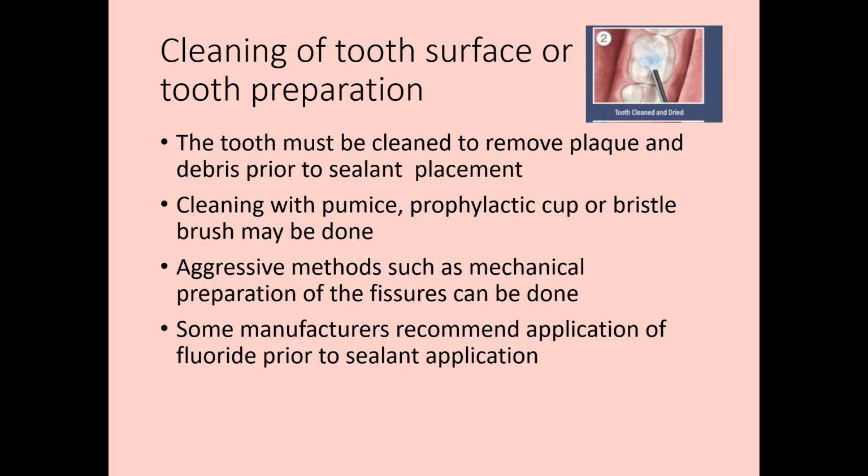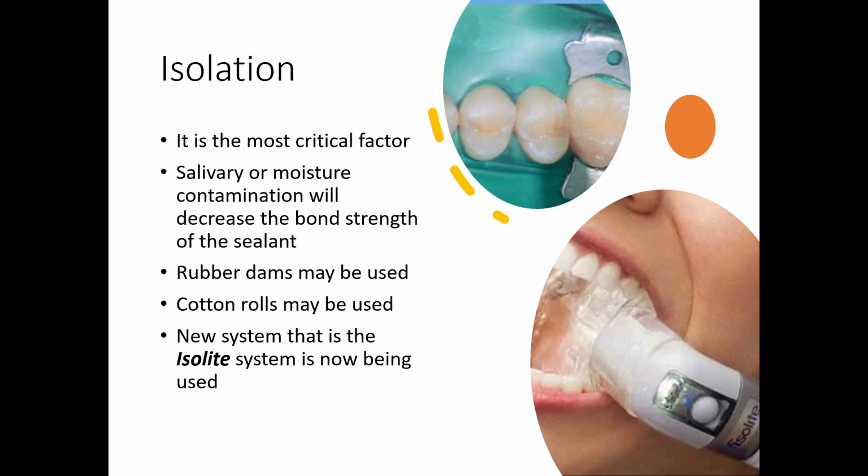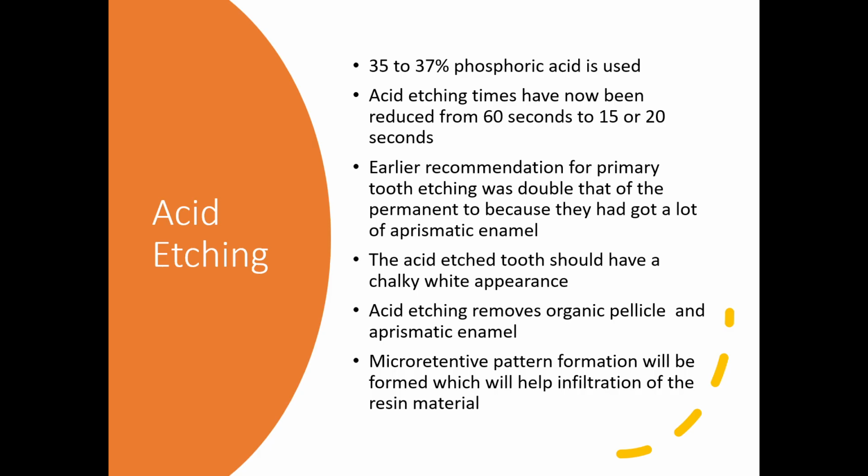Cleaning of the tooth surface to remove any plaque or debris prior to sealant placement. You can use a pumice, prophylactic cup or a bristle brush. Some aggressive methods can also be used but are not recommended. Some manufacturers recommend application of fluoride before placement of the sealant. Isolation is the most critical factor. Salivary or moisture contamination will decrease the bond strength. Rubber dam, cotton rolls or a newer system called the Isolite system is now being used for isolation.